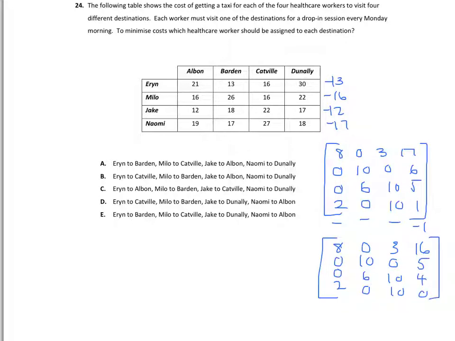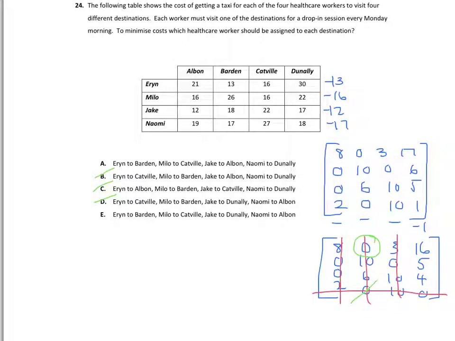Now let's check with the lines. Remember, I need to use the minimum number of lines possible to cross out all the zeros. It doesn't matter where you start from, but try and see how many lines you need to use. I can already see that after using 2, I'm going to need to use 4 to get all of those zeros. So I'm ready to allocate. Okay, in the top row there's only one option for Erin. She has to go to Barden. So we can look at our answers and cross out D, B, and C as possible answers. We're left down to only 2 options now.